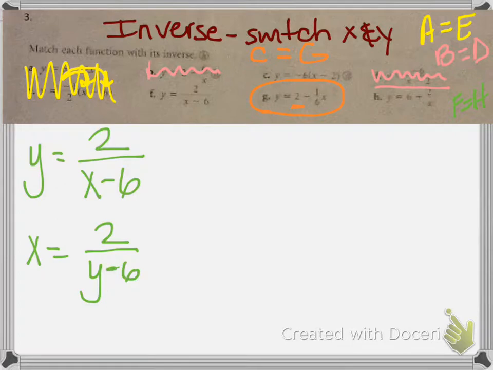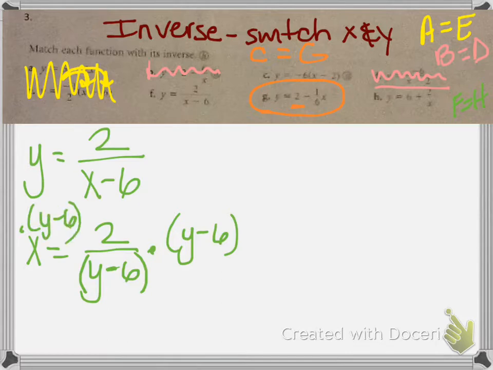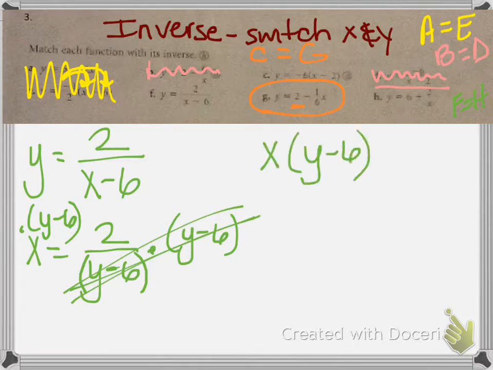So remember what we did with B when we had the y in the denominator? Well, we multiplied to get it away from the denominator, but now that denominator is not just a y, it's a y minus 6. So in order to get rid of it, I'm going to have to multiply by that entire denominator, y minus 6. And on the other side as well, y minus 6. So this will cancel out. It will leave me with x times y minus 6 equals 2.